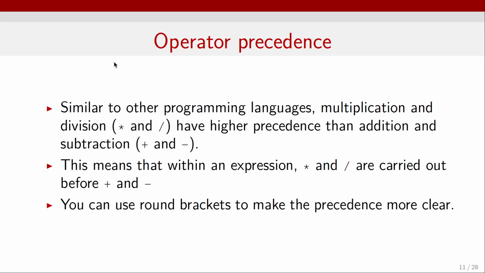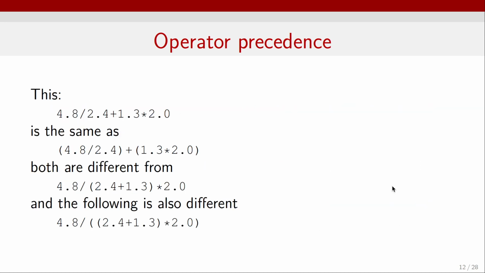Similar to other programming languages, multiplication and division have higher priority or higher precedence than addition and subtraction. So this means that within an expression, multiplication and division are carried out before a plus and a minus. And you can always use round brackets to make the precedence more clear or to change the precedence.